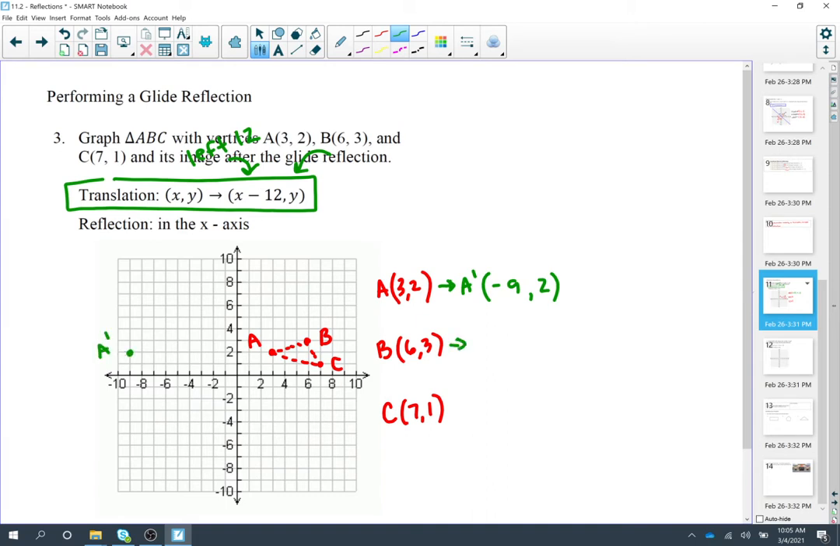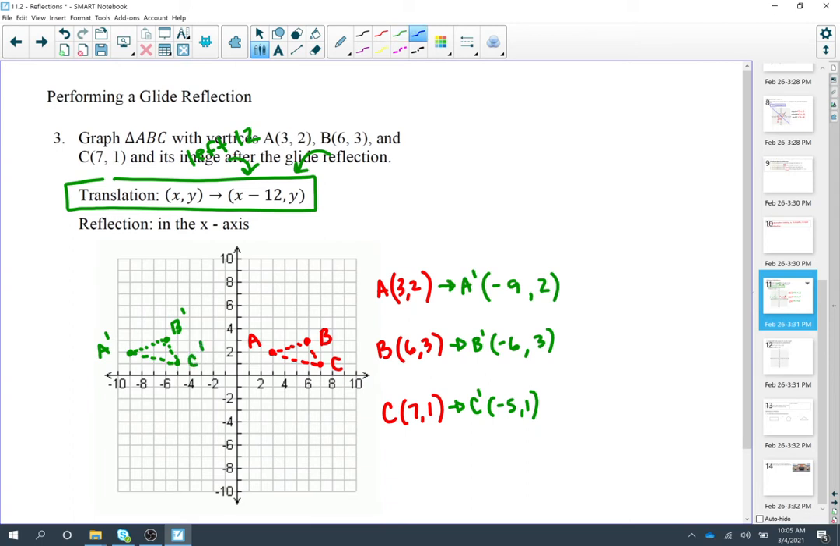B, we're going to subtract 12, which is going to put us at negative 6. And then we leave the y alone. And then C is going to put us at negative 5, comma 1. And then I'm going to keep with a dotted line because we're not done yet.